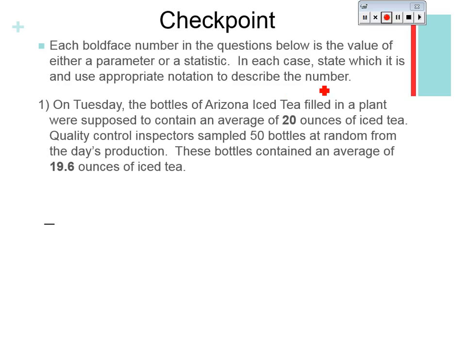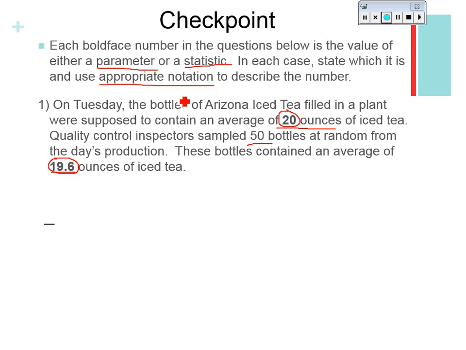And what I have here is two numbers that are in bold. So for this first question, here are the two numbers that are bolded. It says, on Tuesdays, the bottles of Arizona iced tea filled in a plant were supposed to contain an average of 20 ounces of iced tea. Quality control inspectors sampled 50 bottles at random from the day's production. These bottles contain, on average, 19.6 ounces of iced tea. So each boldface number in the question is the value of either a parameter or a statistic, and we want to know which of those two it is, and then we also want to use proper notation to describe the number.